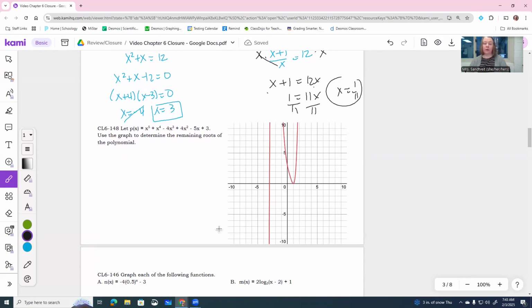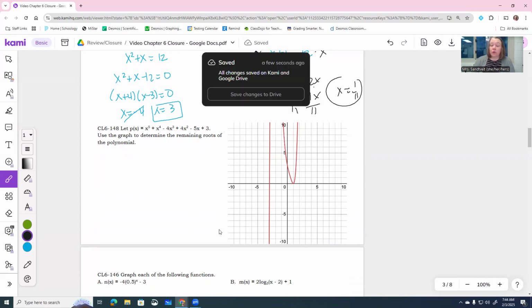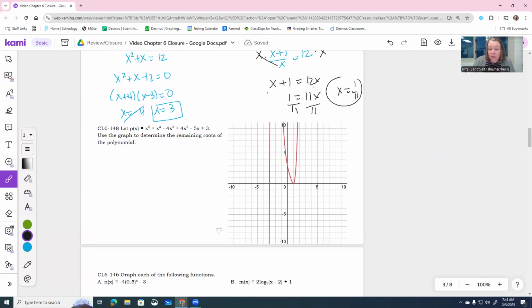All right, here we're given this polynomial and we're asked to graph. Or not graph, we're asked to solve. It says determine the remaining roots. So we're given the graph. So from the graph, I can see I have a solution at -3. That means there's a factor of x plus 3.